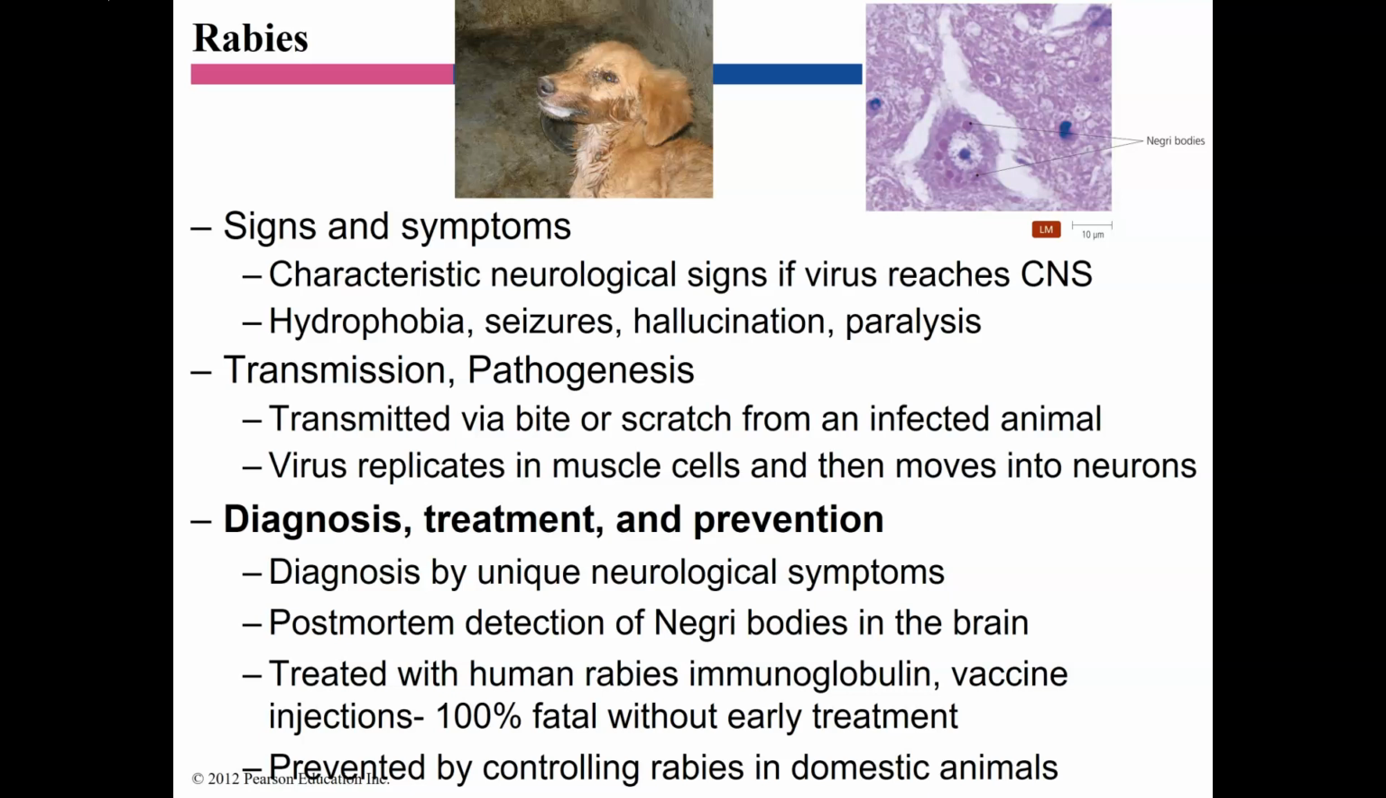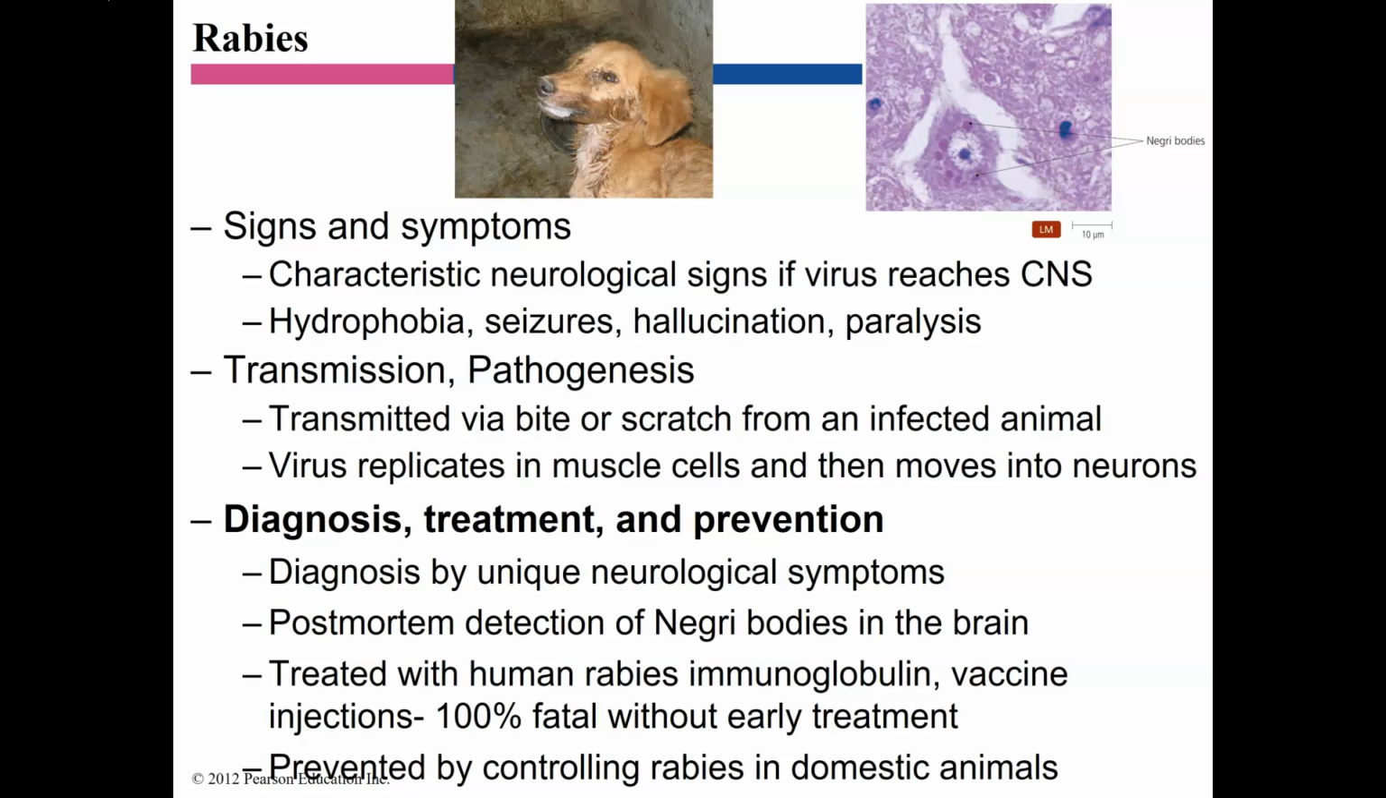It's transmitted usually by the bite or scratch of an infected animal or individual, but it can just be the saliva from the infected individual that gets into a small opening or wound into another individual. The virus is going to replicate in muscle cells and then move into the neurons, where it can travel up to the central nervous system.